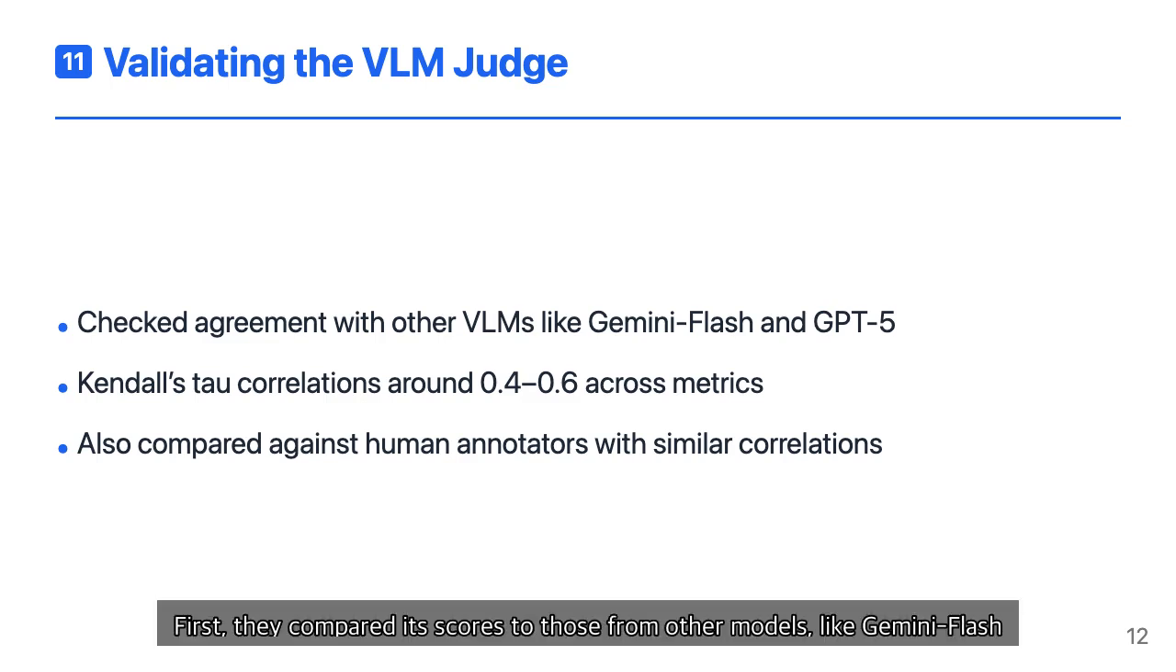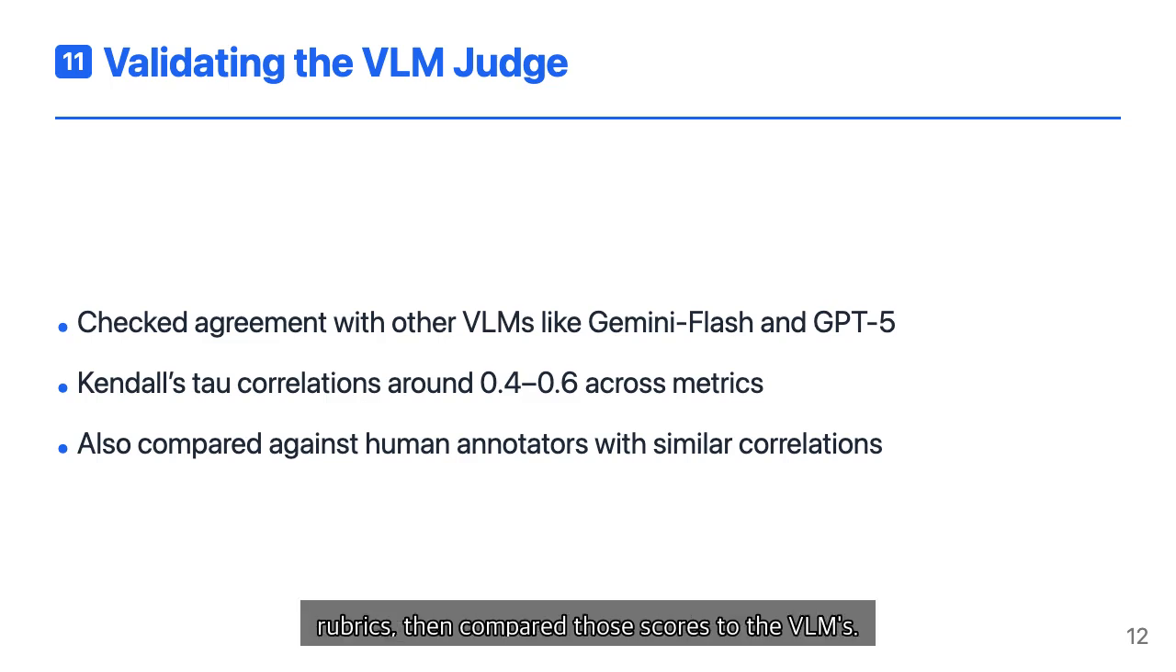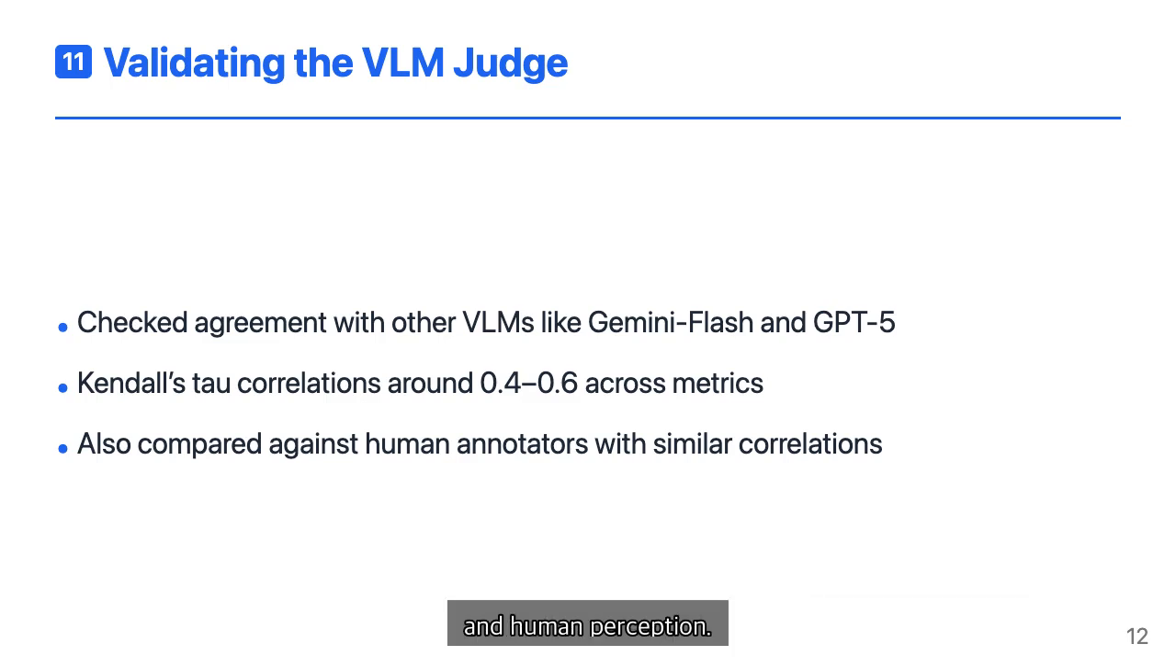First, they compared its scores to those from other models, like Gemini Flash and GPT-5, and found moderate to strong correlations across all metrics. Second, they asked human experts to score a subset of diagrams using the same rubrics, then compared those scores to the VLMs. Again, the correlations were in a similar range.